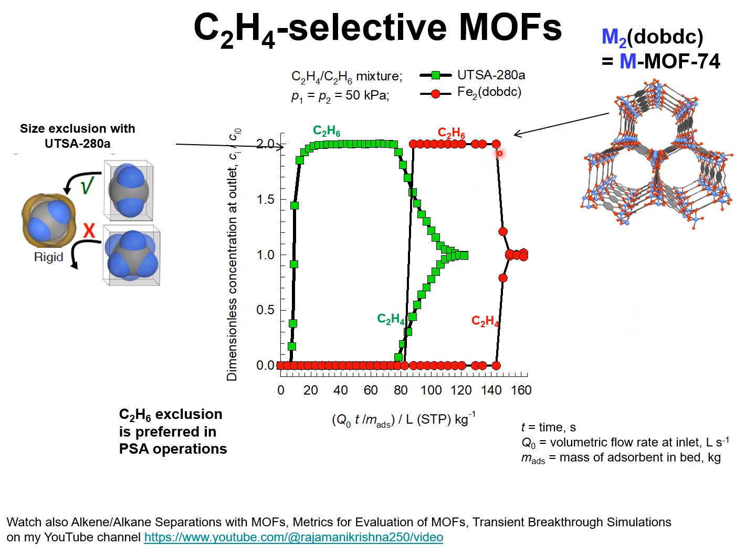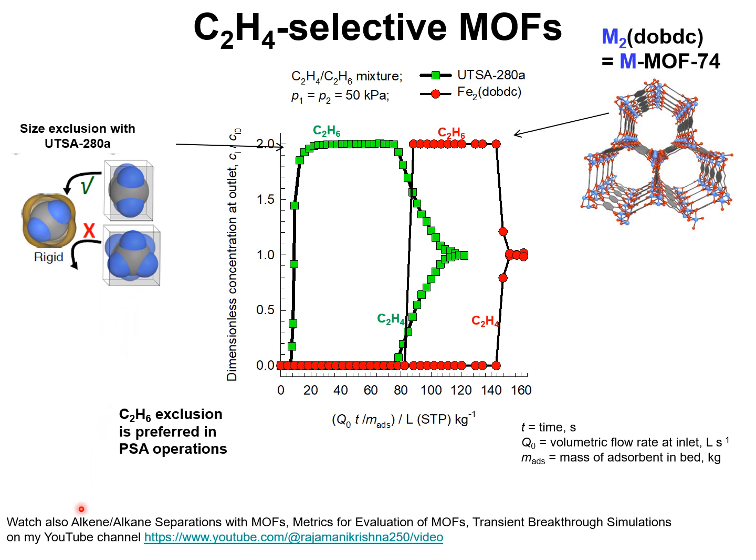Typical breakthroughs for iron MOF-74 are shown here in the red circles. We note that there is a considerable time delay before ethane breaks through, and much later we have the breakthrough of ethene. A different class of MOF is exemplified by UTSA-280, which operates on the principle of size exclusion of ethane.